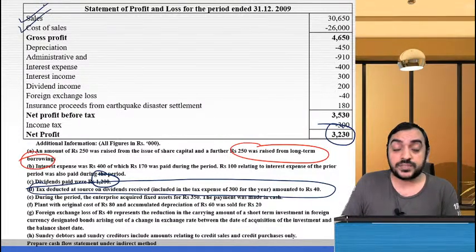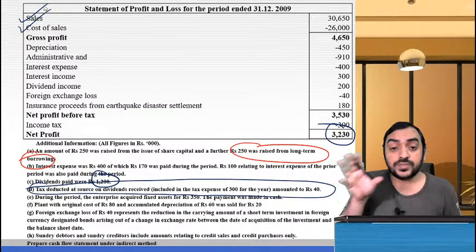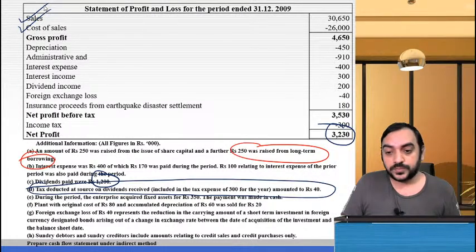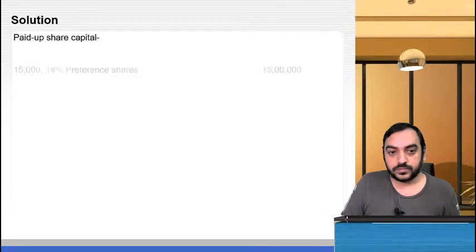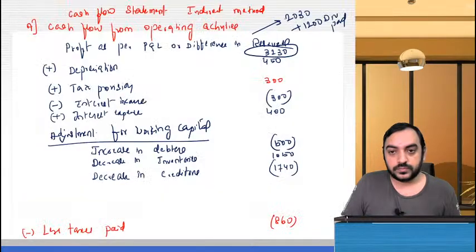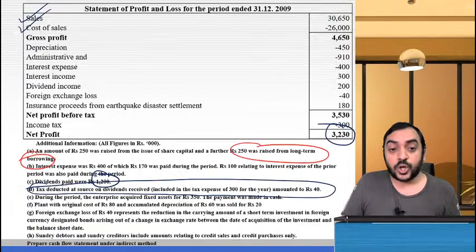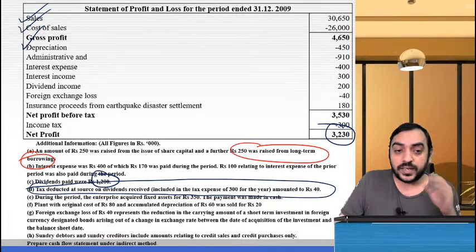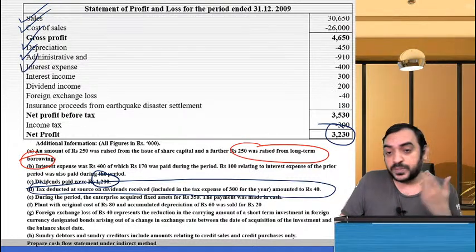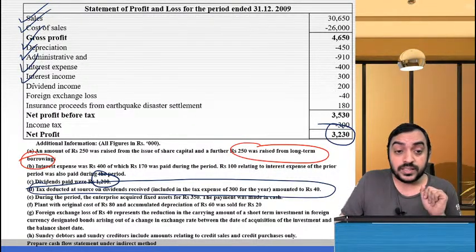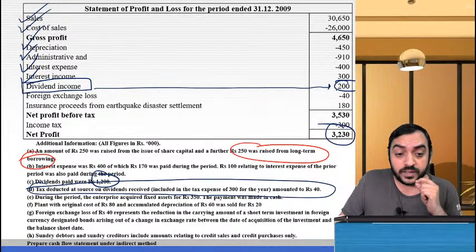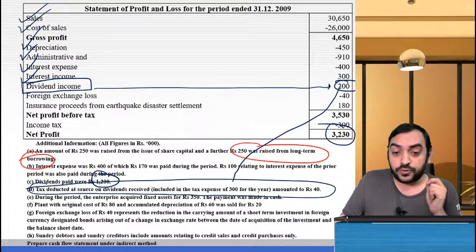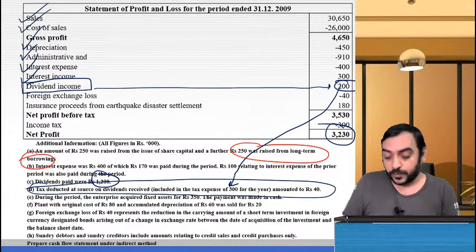Sales is fine, cost of sales is fine. Eliminate non-operating items and non-cash items. 3230. Okay, fine. Non-operating items and non-cash items you eliminate. Depreciation we already added. The administrative expense is an operating item. Interest expense we already considered. Interest income is already considered. Dividend income we have not considered yet. Dividend income 200, but dividend income had TDS of 300, so you have not received the full amount.